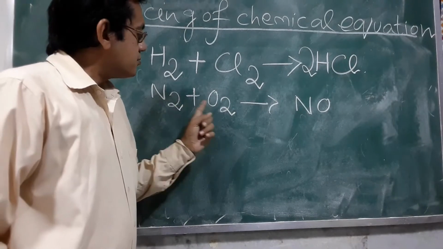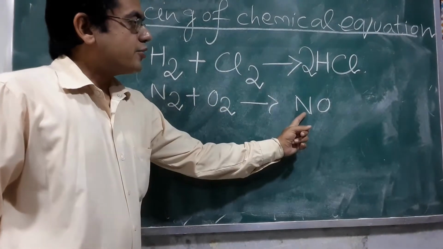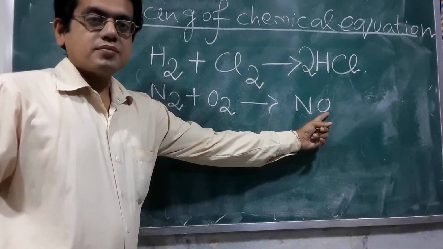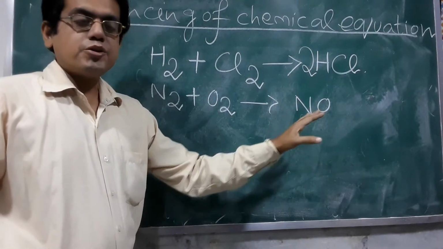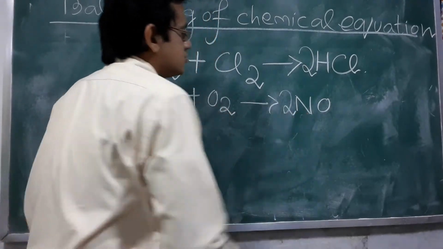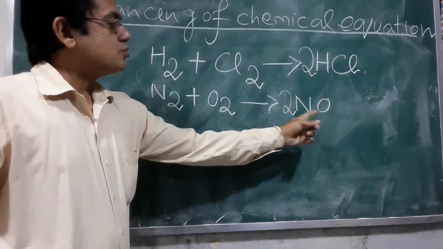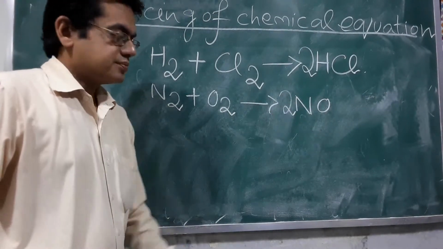Two nitrogen atoms, 2 oxygen atoms, 1 nitrogen atom, 1 oxygen atom. Again, the equation is unbalanced. So how are we going to balance it? Put 2 over here. Nitrogen becomes 2, oxygen becomes 2.